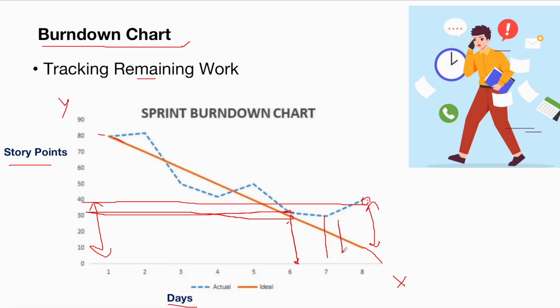This part is the remaining work. Here, for example, 40 story points remaining. Here, 50 story points remaining. Here, 60 story points remaining, right? So basically, a burn down chart will track the remaining work in your sprint.